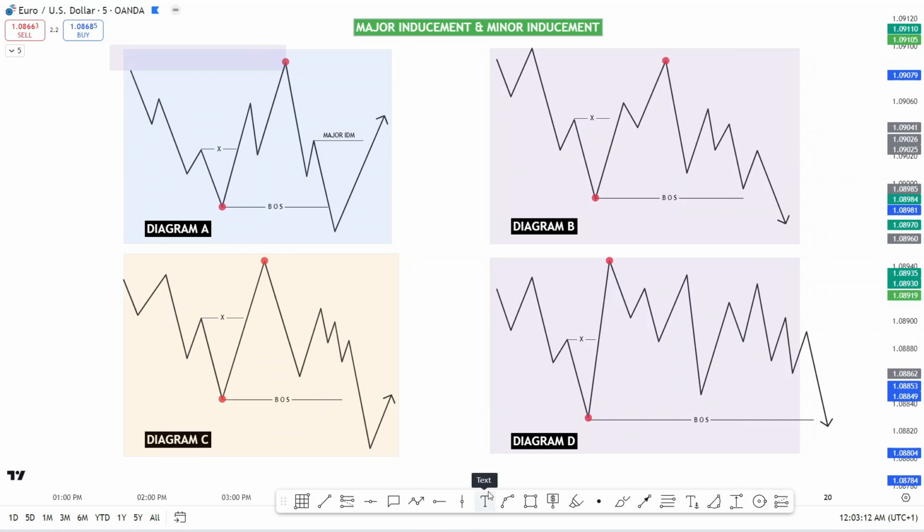Now, how do we look for selling opportunities? It's quite simple. After inducement has been taken, you wait for lower time frame confirmation.